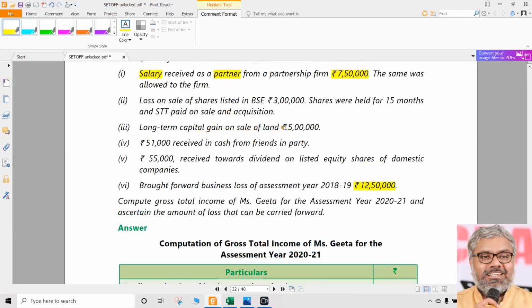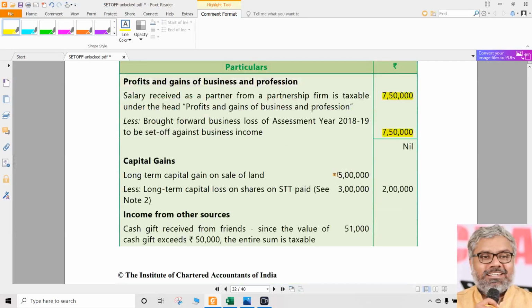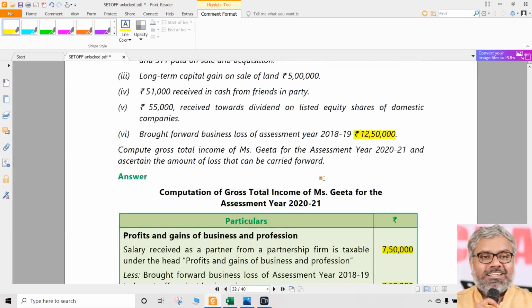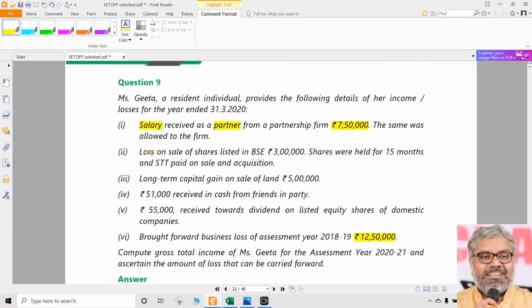Next, we have other things. Long-term capital gain of 5 lakhs. When you have a gain of 5 lakhs and there is a short-term capital loss or long-term capital loss, it's not mentioned, so we have to find out. Loss on sale of shares: shares were held for 15 months.